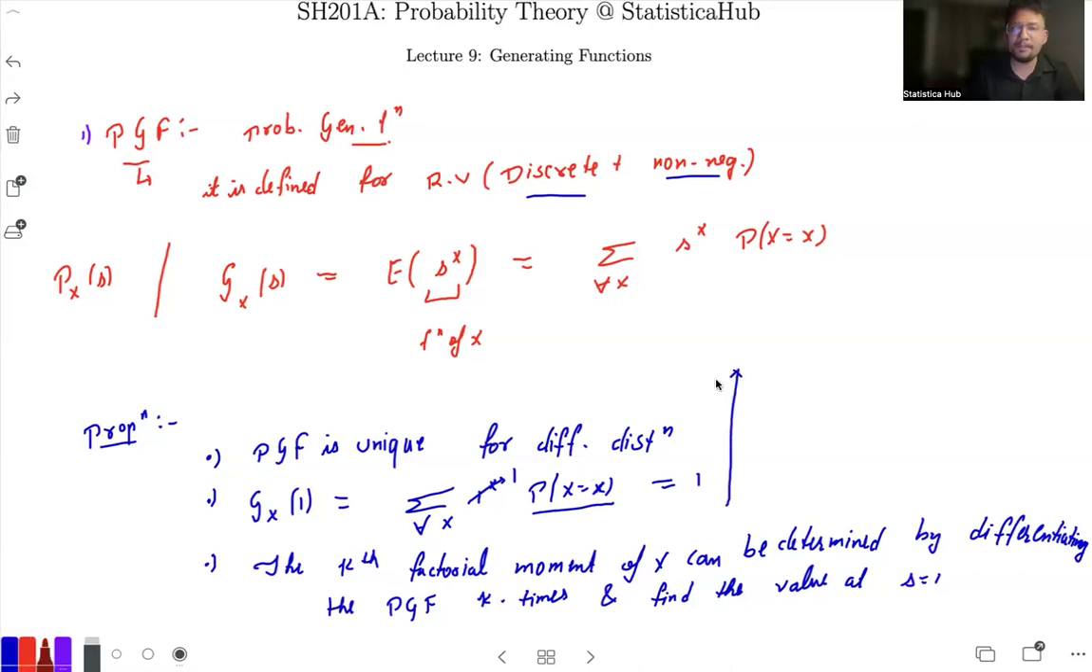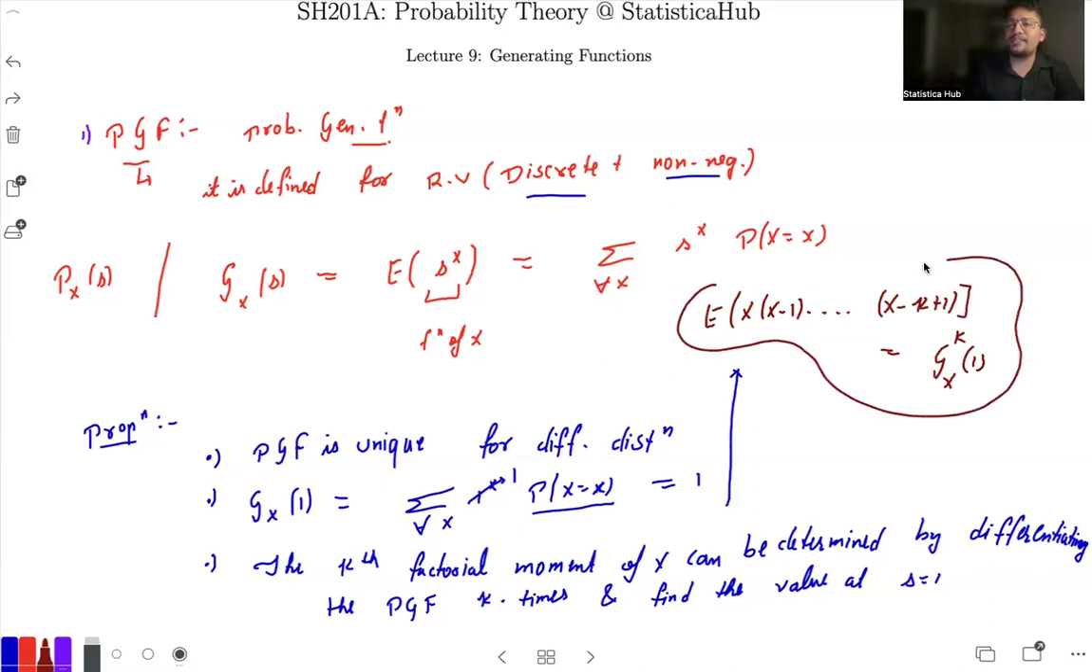It will be simply the expected value of X(X-1) and so on. We have to go for the kth factorial moment. So that will be X(X-1)...(X-k+1), the kth factorial moment. That will be simply: you take the generating function of X at value 1 and take the derivative k times. So this is how we get the kth factorial moment from the probability generating function.